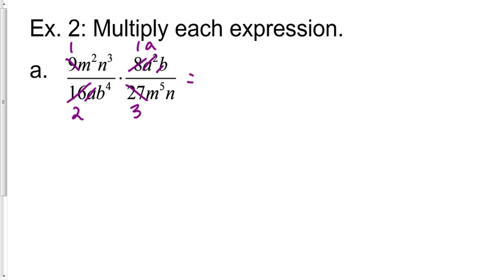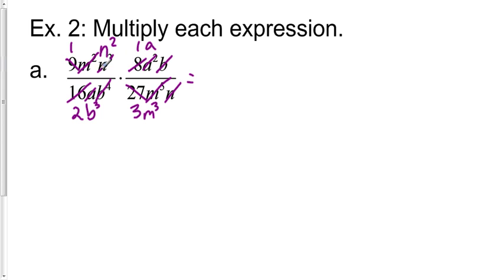I can cancel out a b on top and bottom, and that leaves me with b to the third power in the denominator. Basically, your power just gets reduced by 1. Now look at the m's. I've got m squared, and I can cancel out m squared down here. That leaves me with m to the third power. I can cancel out an n on top and bottom, and that leaves me with n squared on top.